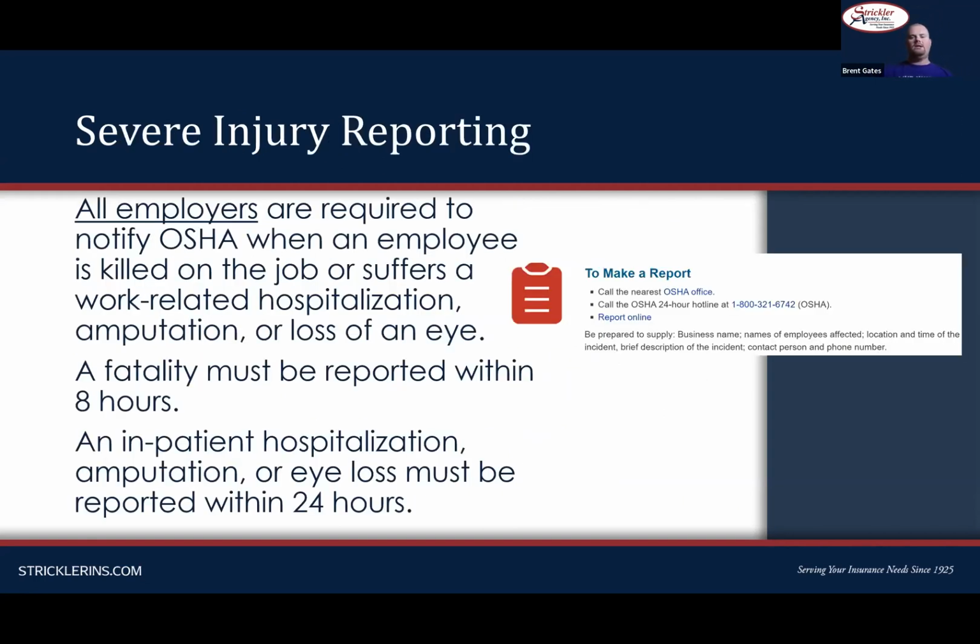So the first thing that we want to talk about is severe injury reporting. We're going to talk about the OSHA 300 log and injury tracking application, which requires establishments to have a certain number of employees. This one does not require any certain number of employees per establishment. All employers are required to notify OSHA when an employee is killed on the job, suffers a work-related hospitalization, an amputation, or loss of an eye. A fatality must be reported within 8 hours of the time of occurrence.